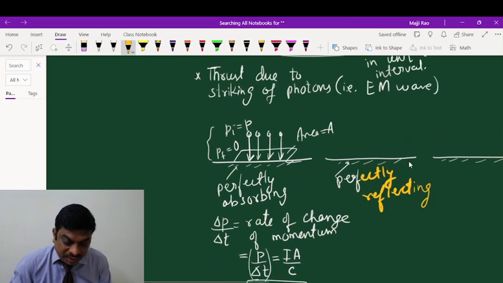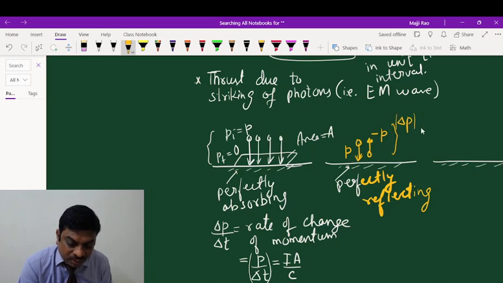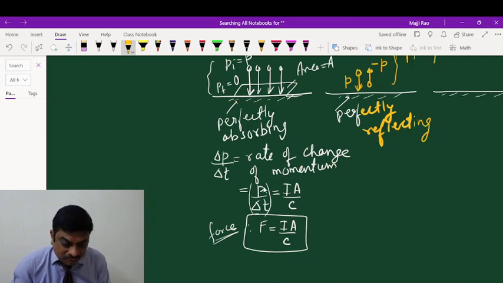In case of a perfectly reflecting surface, what happens? You see, initial momentum and final momentum are numerically the same, but they are opposite in direction. So suppose initial momentum is P, final momentum is minus P, isn't it? So the magnitude of change in momentum will be 2P, P minus of minus P. So accordingly, what will happen?